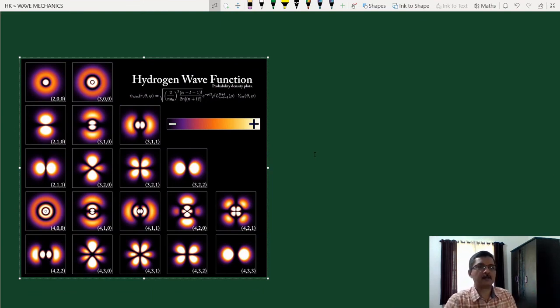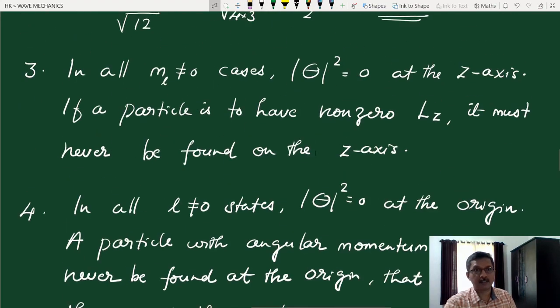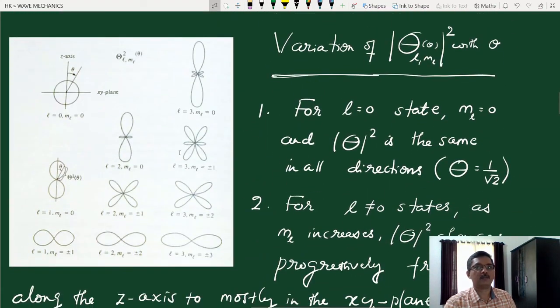The only difference here is that these are three-dimensional figures. The intensity of the shading indicates the probability density. If the intensity is low, probability density is low. If intensity is large, probability density is large. These three-dimensional figures are obtained by rotating these two-dimensional figures around the z-axis, because cylindrical symmetry is already there. Once you draw the two-dimensional figures of mod theta square variation, we can rotate about the z-axis and we get the three-dimensional figures. And this is for theta square.